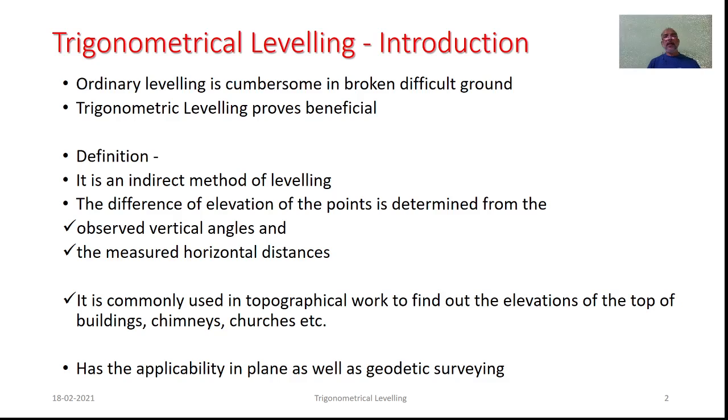Already you have got acquainted with these two terms. In plane surveys, we deal with the horizontal plane. We do not take into account the curvature of the Earth's surface, whereas in geodetic surveying, we have to take into account the curvature of the Earth's surface and we have to reduce the measured distances to mean sea level. The discussion pertaining to this presentation is for plane surveying only.